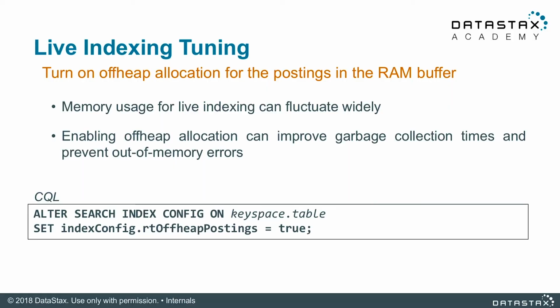We previously mentioned that having the index written to and read off heap removes limitations to the heap memory usage and can improve garbage collection times and prevent out-of-memory errors. You can turn on off-heap allocation by executing the CQL command below, which modifies the search index configuration.